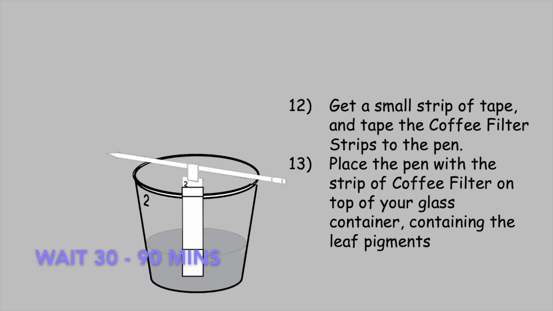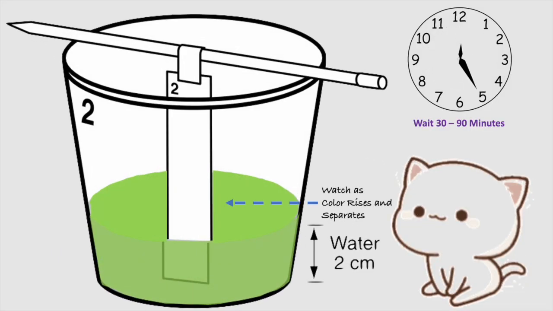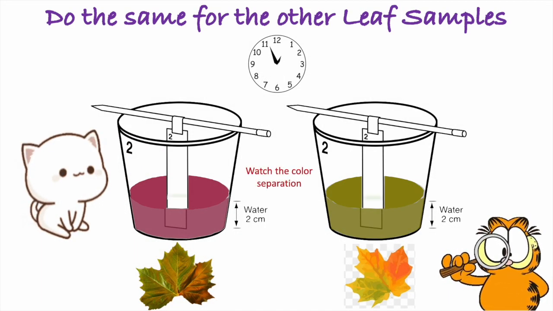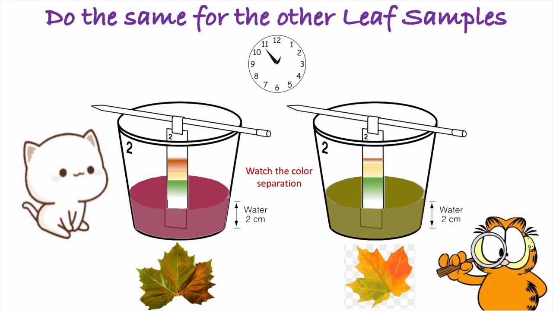Then, wait between 30 to 90 minutes. If you watch closely, you will see pigments rising from the mixture to the coffee strips. Do the same procedure for the other samples that you have. Then, wait for the pigments to rise up the coffee filter strips.